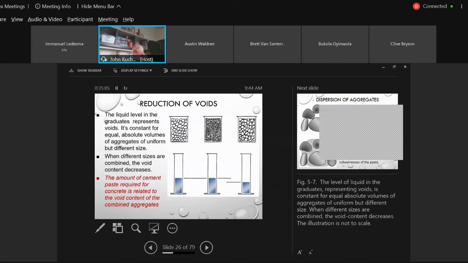So now, this is in red for a reason, because it's a very good true and false question. The amount of cement paste required for concrete is related to the void content of the coarse aggregates only. True or false? False. It's the combined aggregates. Because now the amount of cement that we need is going to be based on the voids in this third beaker here on the right, that is a mixture of well-graded aggregate, coarse and fines. Any questions so far?